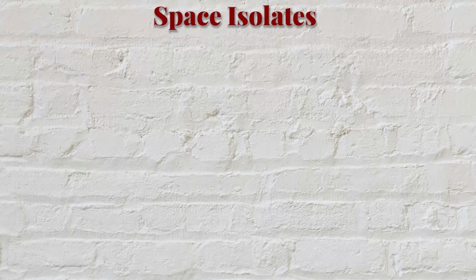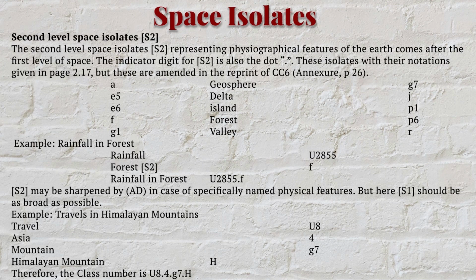Second level space isolates. The second level space isolates, S2, representing physiological features of the Earth, come after the first level of space. The indicator digit for the second level of space isolate is also the dot. These isolates with the notations are given in page 2.17, but these are amended in the annexure part of the CC 6th edition. Here are the second level space isolates. As for example, rainfall in forest.